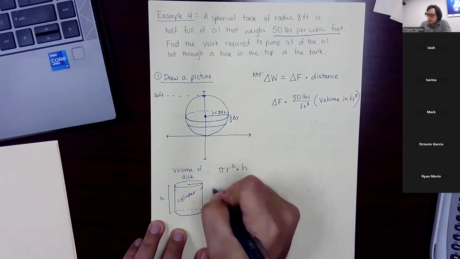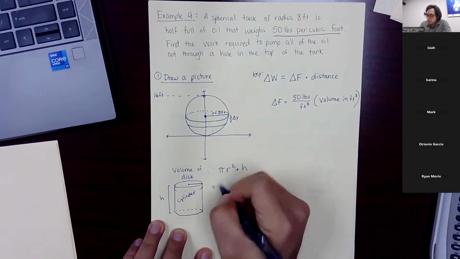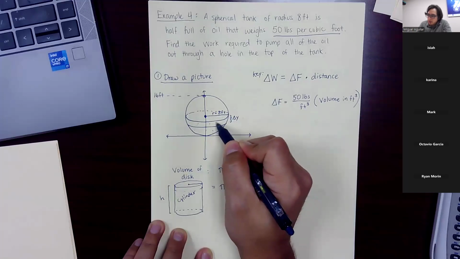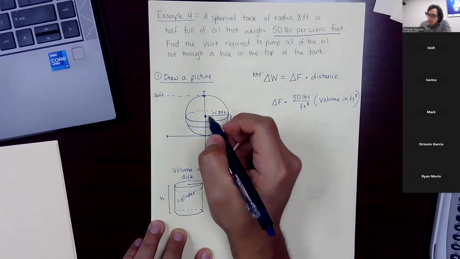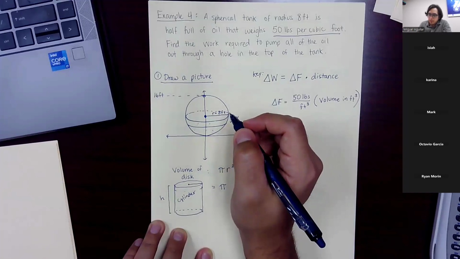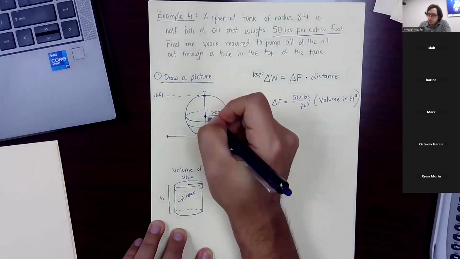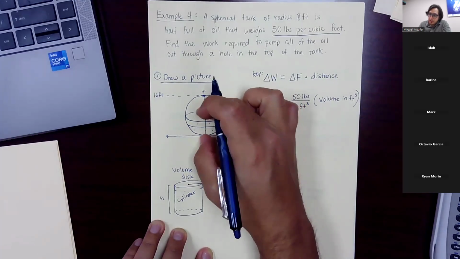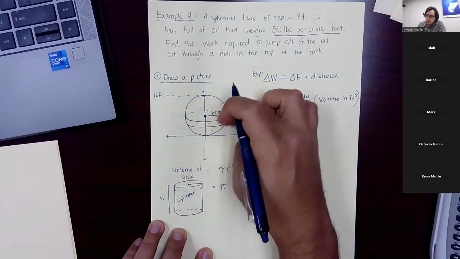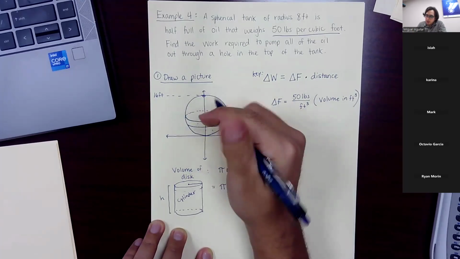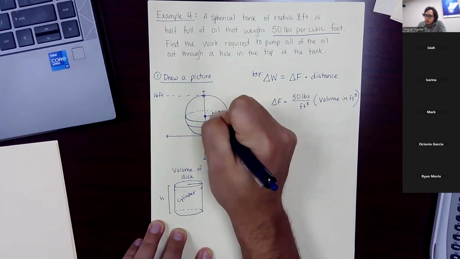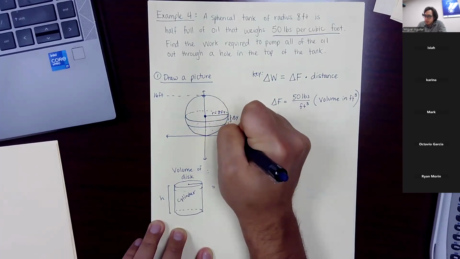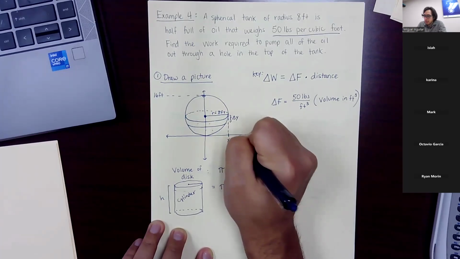So that means that we'll have pi, and then our radius for these little disks, that depends on where we are on the function, right? Or where we are in sort of this half sphere on the lower side of the spherical tank. Like here in the center, we have a radius of 8, right? So we know that that x value is equal to 8 there.